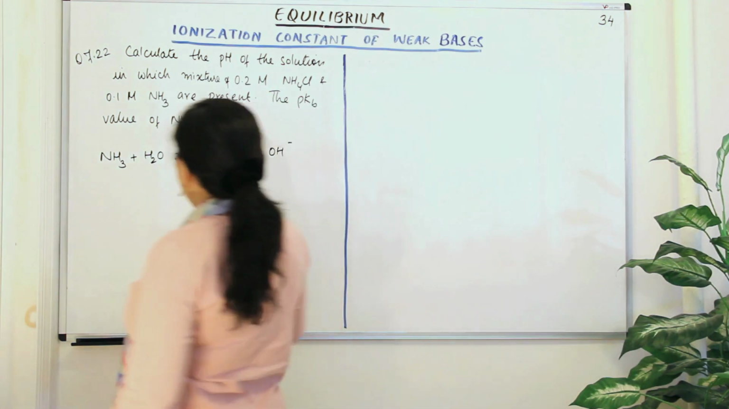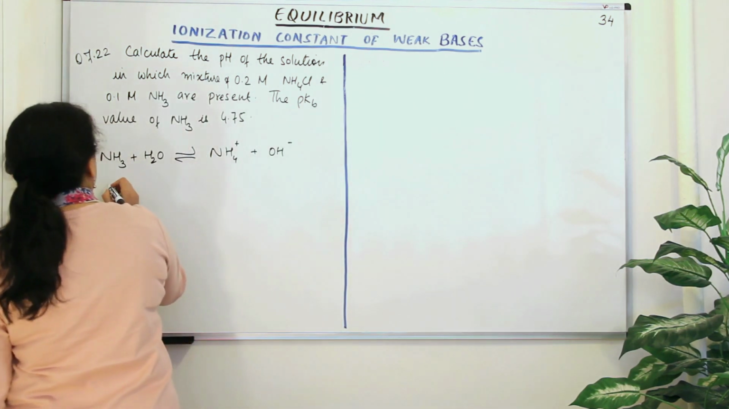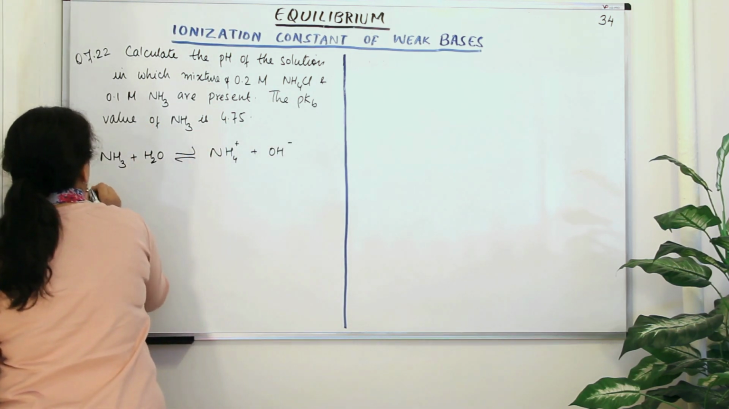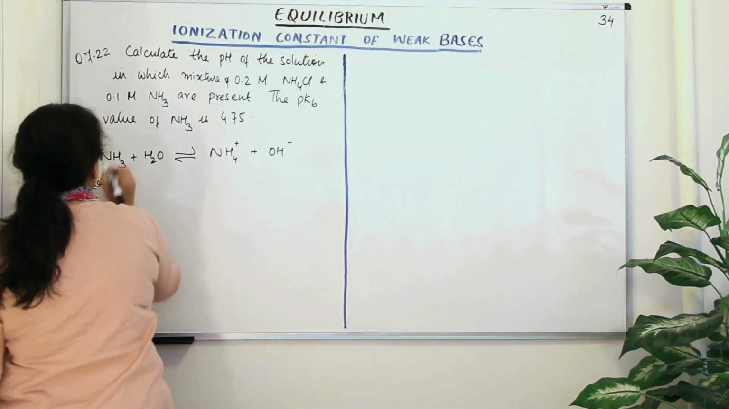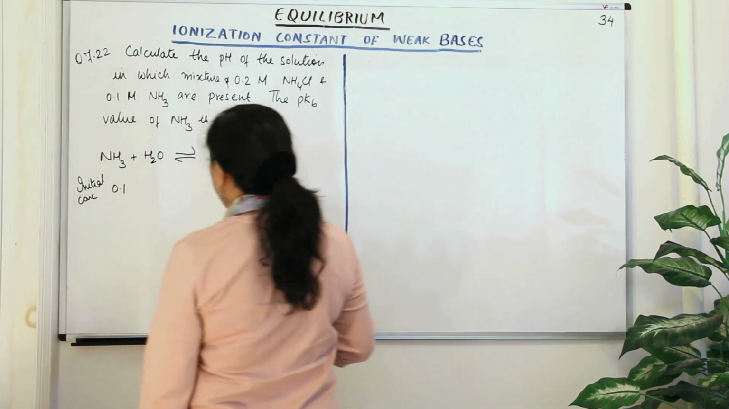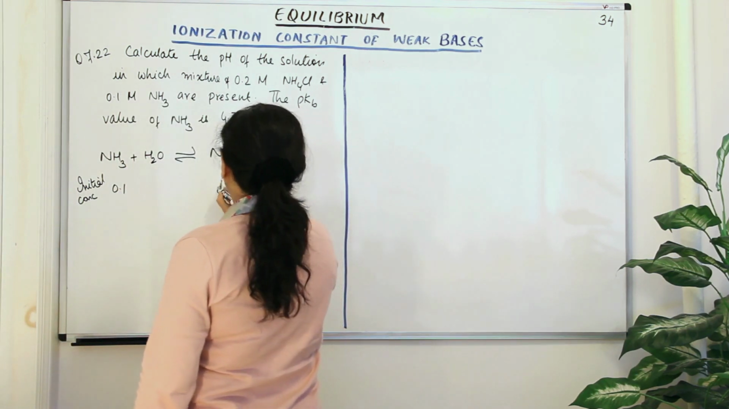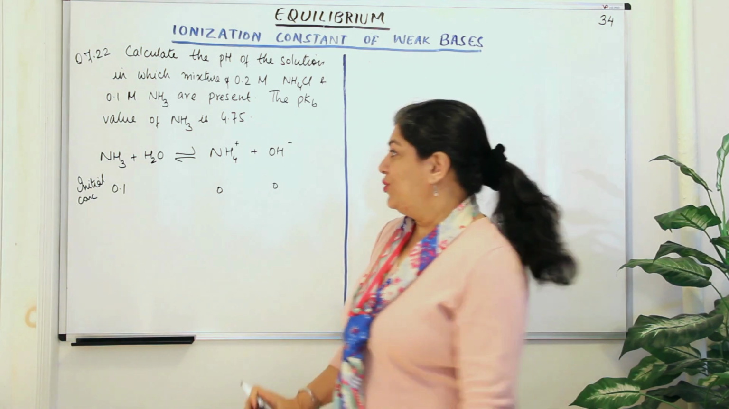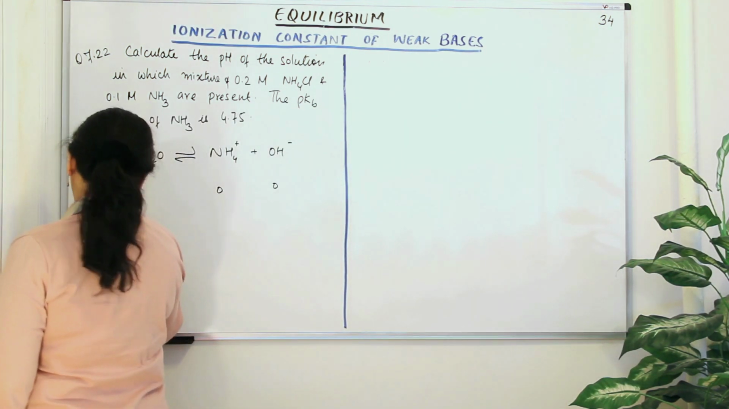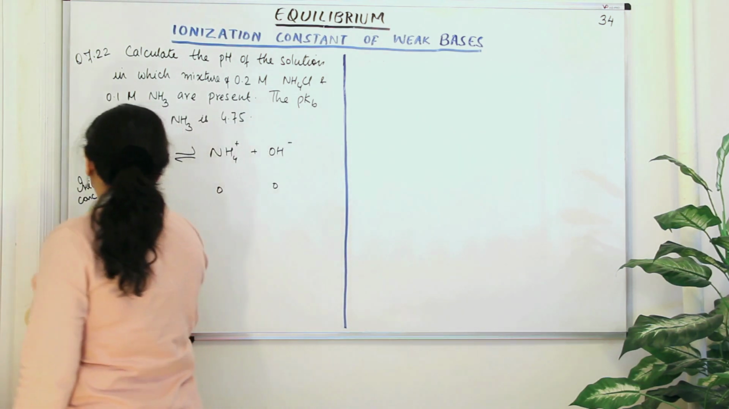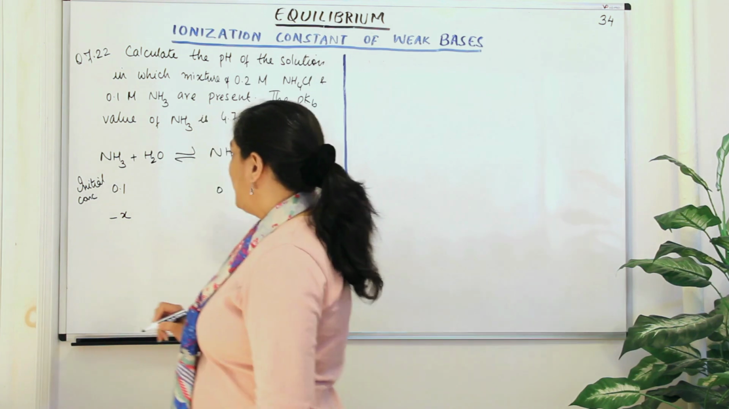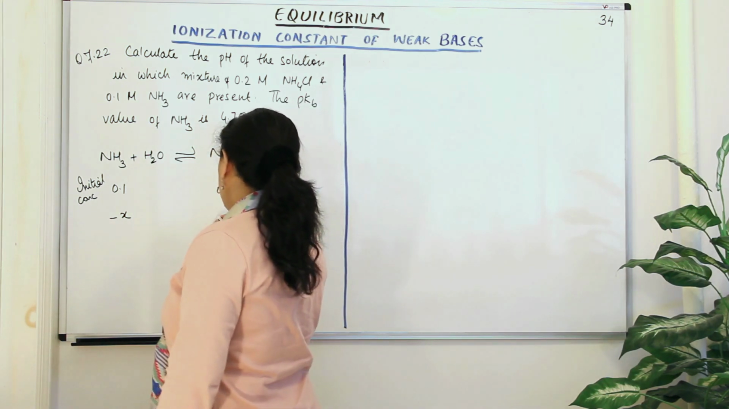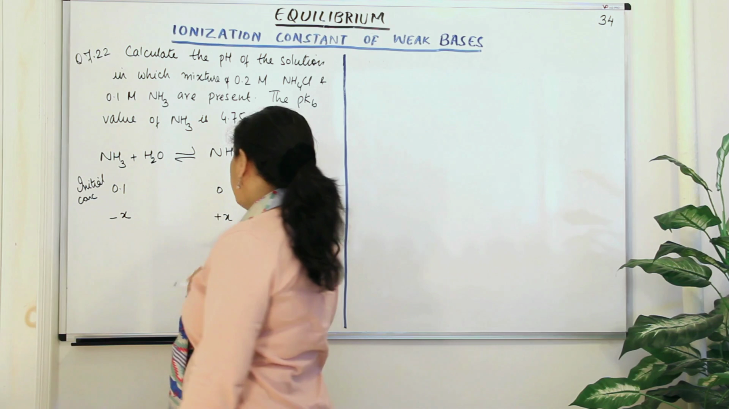So in this mixture, initially, what was the amount of ammonia we had? Let us say the initial concentration of ammonia is given, yes, 0.1 molar, right? And ammonium ion initially was 0 and OH negative was also 0. But as the reaction started, let us assume that X amount of ammonia dissociated. I'm not taking the degree of dissociation here. So we'll say minus X. X amount of ammonia has reacted. Therefore, what about ammonium and OH negative? X amount should be formed, right? It should be plus X. This should also be plus X.